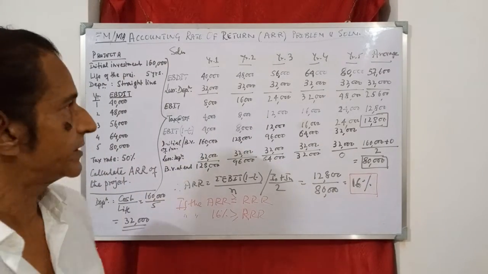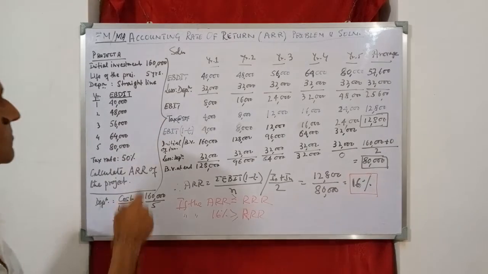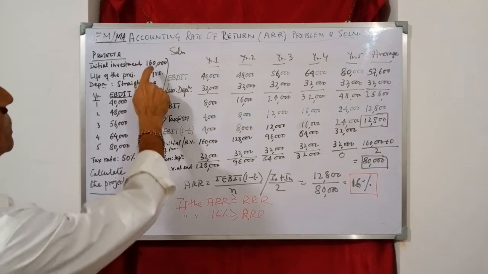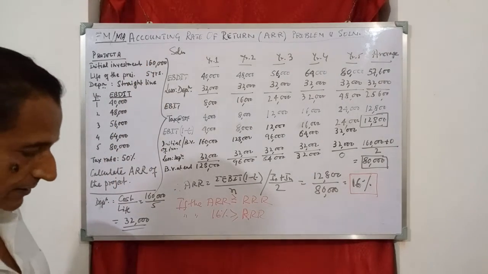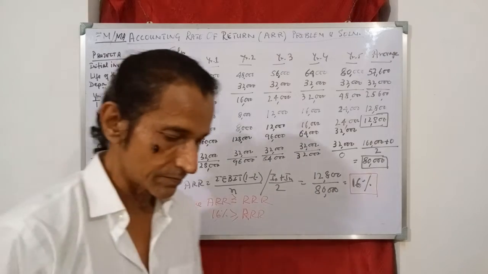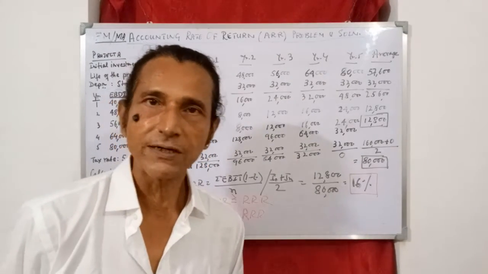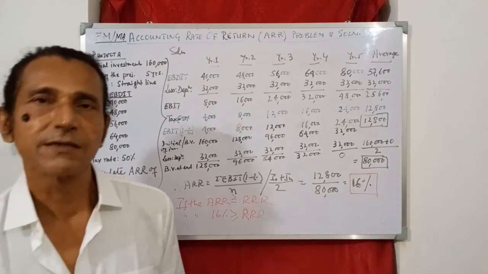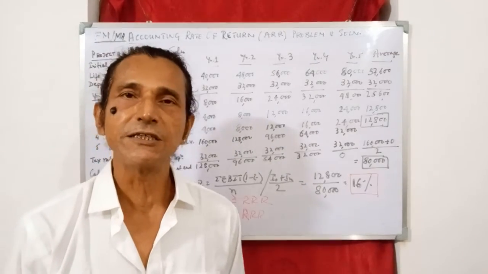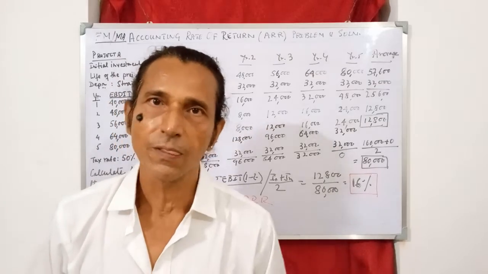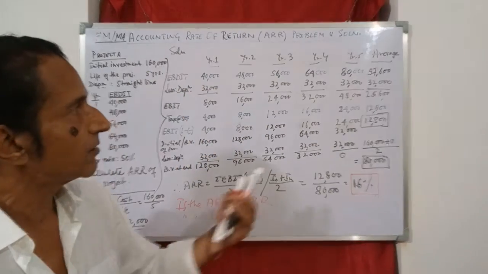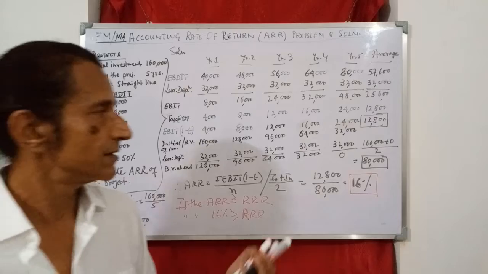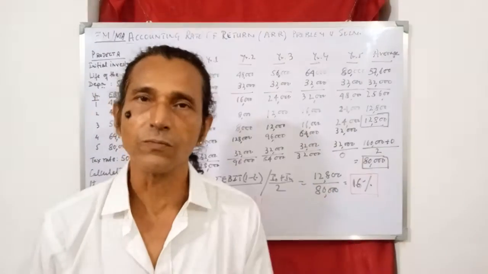In this problem, the initial investment is 160,000 and depreciation is straight line. So we have divided 160,000 by 5 years, and we get the depreciation in each year as 32,000. So at the end of the 5th year, the book value of the investment is 0.